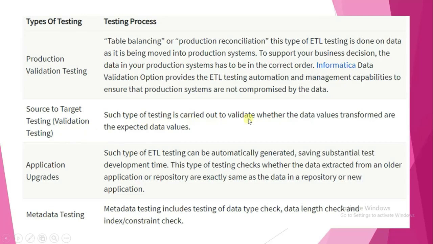The second one is source to target testing, that is validation testing. Such type of testing is carried out to validate whether the transformed data values are the expected data values. The next one is application upgrades. Such ETL testing can be automatically generated, saving substantial test development time. This type of testing checks whether data extracted from an older application or repository is exactly the same as the data in the repository or new application. Metadata testing includes testing of data type check, data length check, and index constraint check.